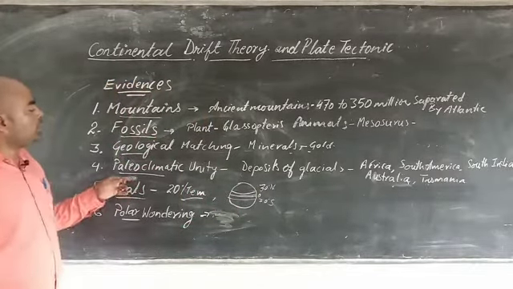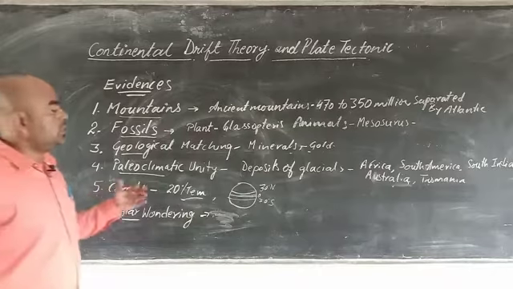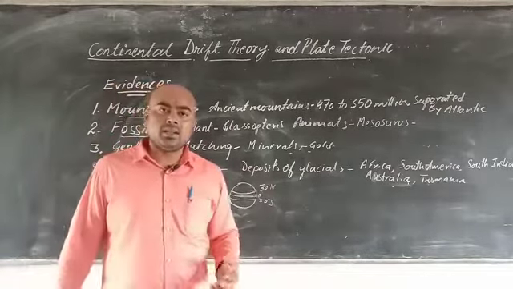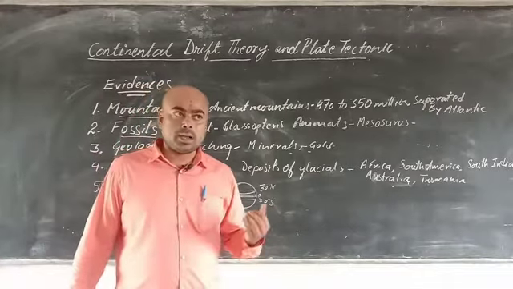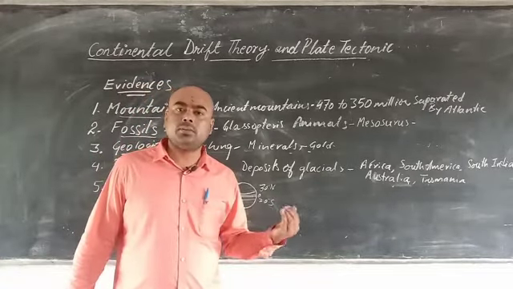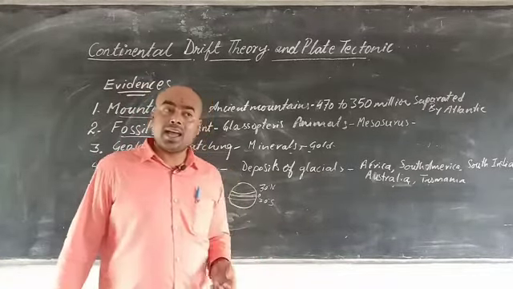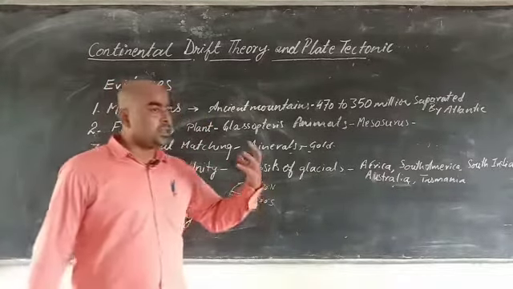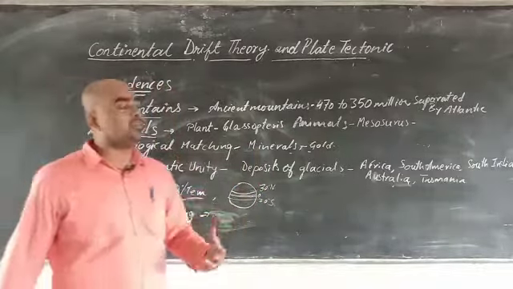Next is the Paleoclimatic unit. So what is this? In the Paleozoic era, the climate was different. The climate of earth today is totally different from the climate of the Paleozoic era. So during the Paleozoic era, the paleoclimatic unity was, they formed different glacial deposits.